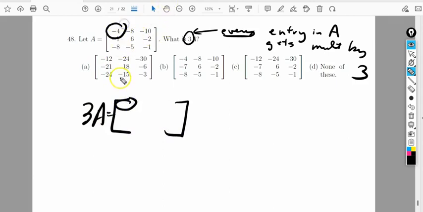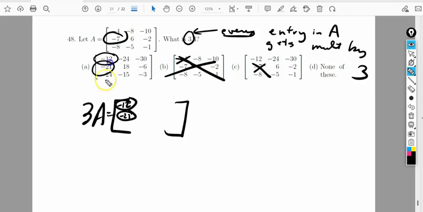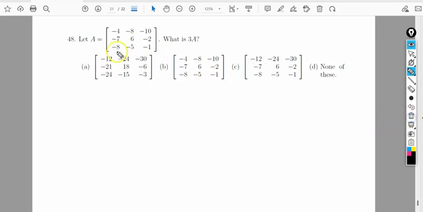Well, if I take this and multiply it by 3, I'm going to have -12 in the top left corner. So it cannot be that one. And what is that one going to be? It's going to be -7 times 3, which is -21. That's not -21. And so this is the only one that's going to work. You take every entry and multiply it by 3. So the answer to number 48 is A. Didn't need to do that in a calculator.